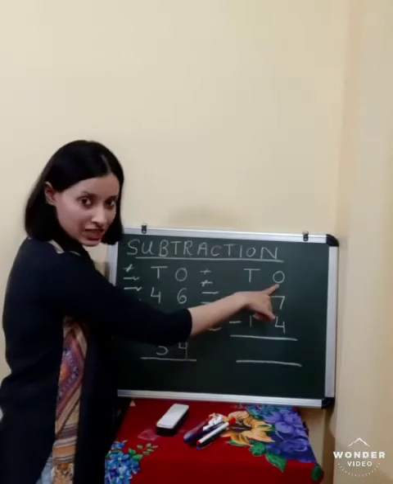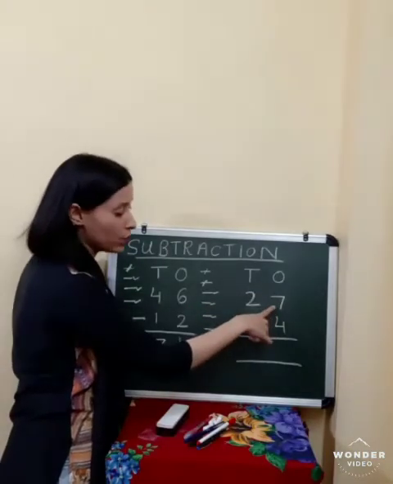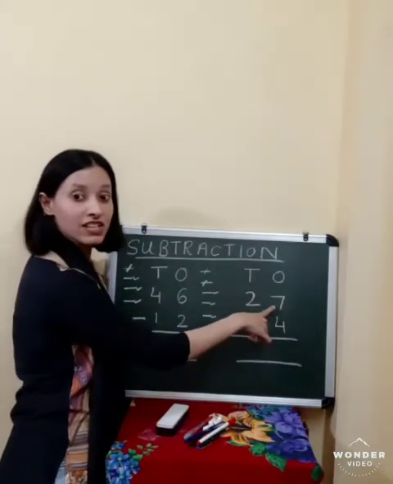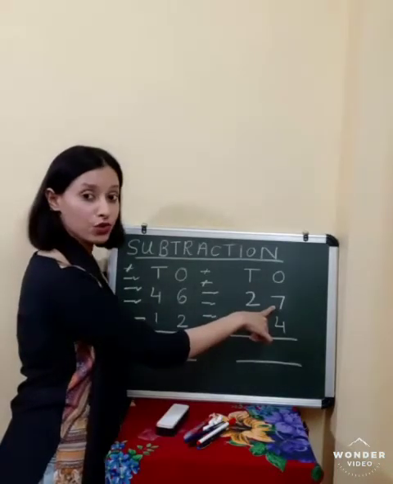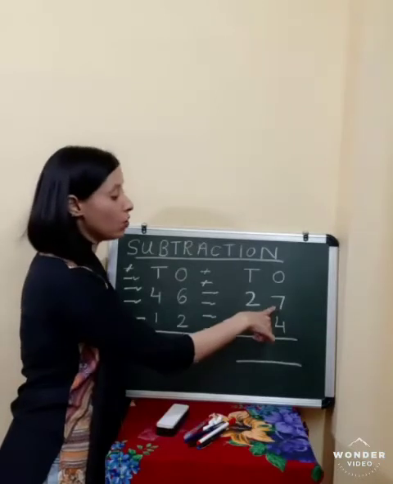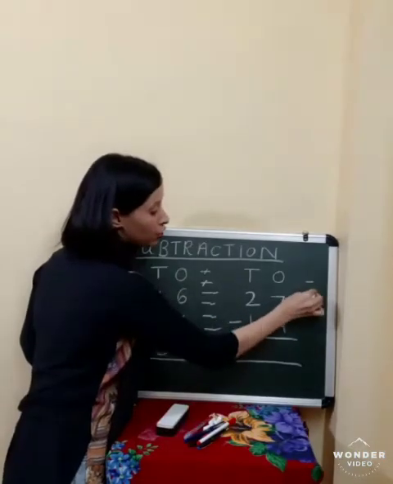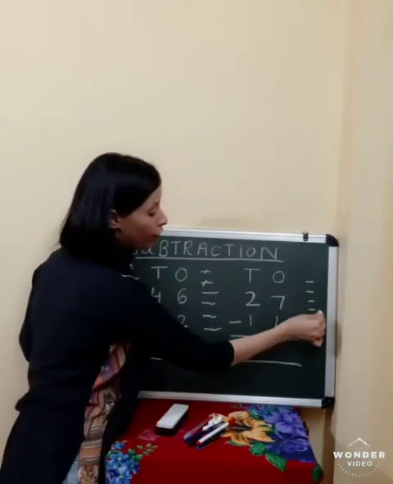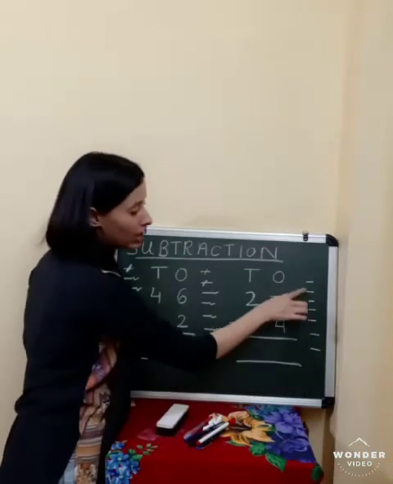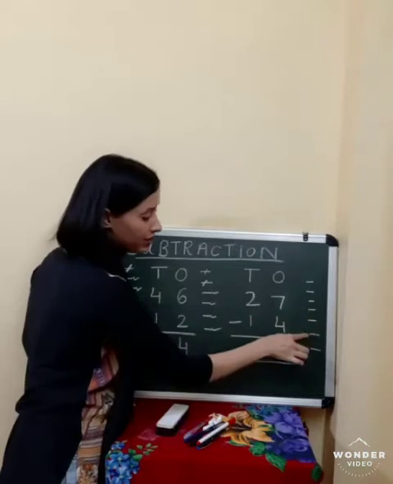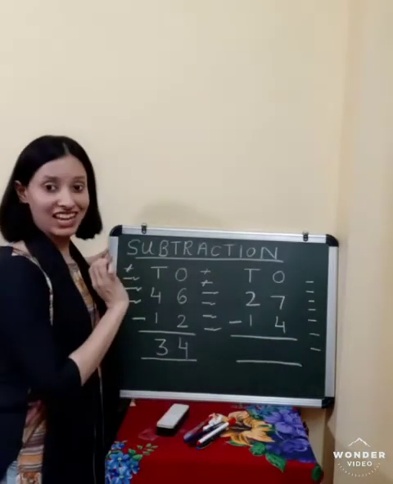Always start from ones place. So at ones place, on top you have 7. So how many lines you are going to draw? 7 lines. So 1, 2, 3, 4, 5, 6, 7. Okay, so 7 lines are drawn.